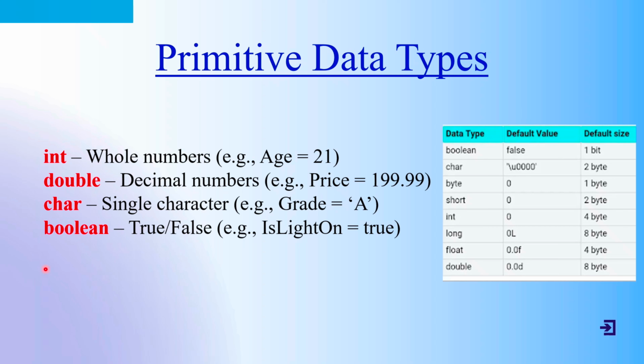Another one of the most used data types is boolean, which is used to store either a true or false value. Example, is the light on? It may be true or it may be false. And yes, we still have a lot of primitive data types. That is byte, short, long for different ranges of whole numbers, and float for decimals, but they are slightly less precise compared to double.